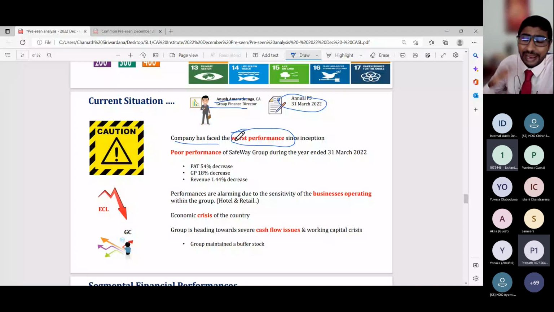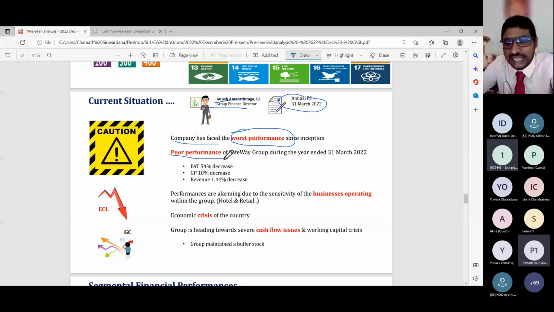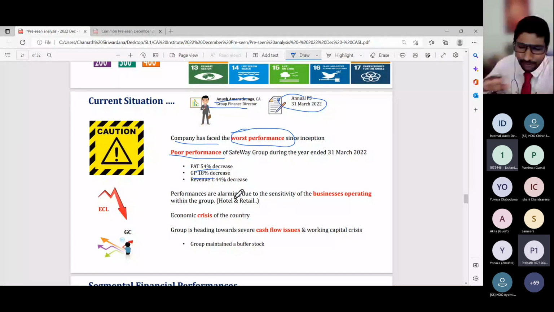If you look at the financial statement, if you have done a ratio analysis, if you have taken a close look at the segment note that they have provided, you can see the key indications. Let's say KPIs relating to financial statements have not performed that well. Profit after tax has a 54% decrease, gross profit an 18% decrease, revenue a 1.44% decrease. Every indicator, from the top line revenue to the bottom line profit after tax, is in decrease. So that is the problem.